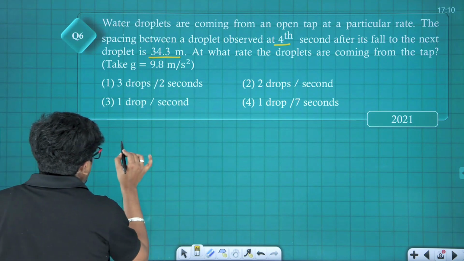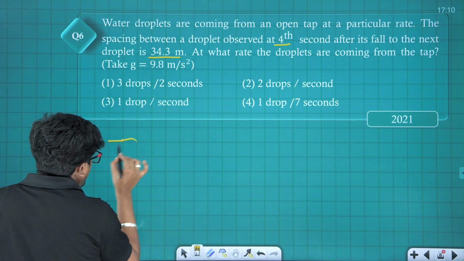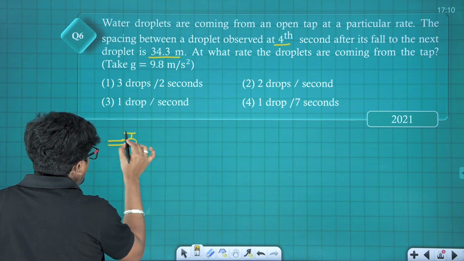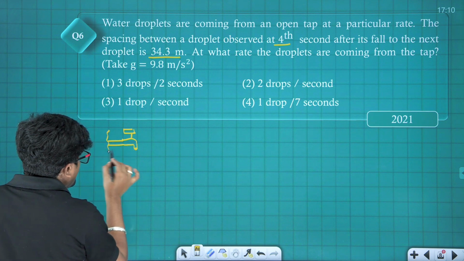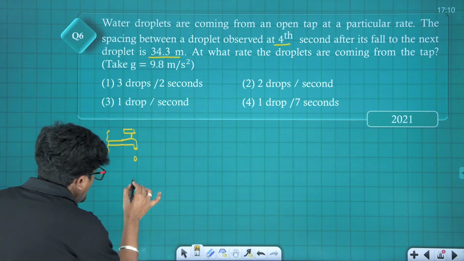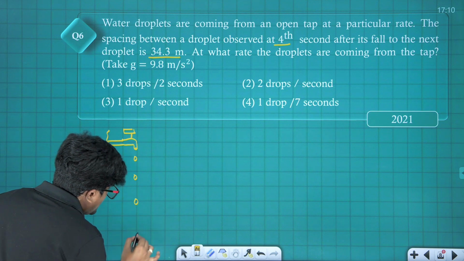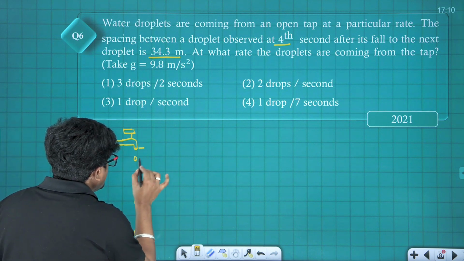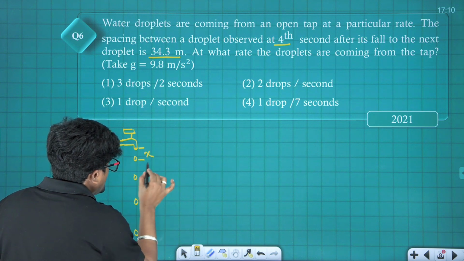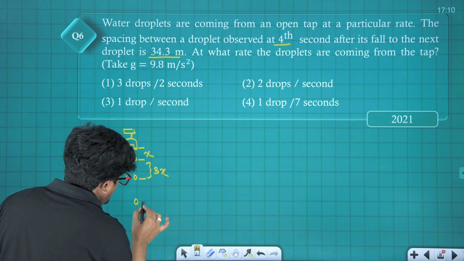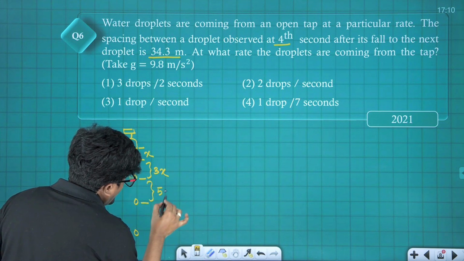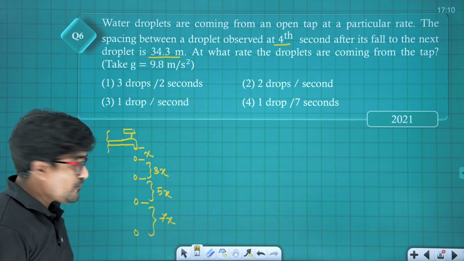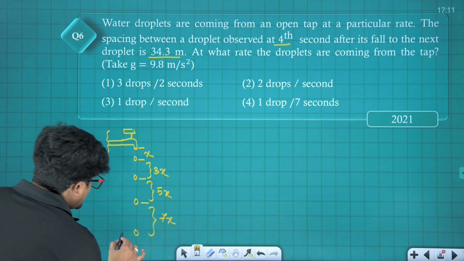Okay. So let this be the tap. And let this be the first drop. And let this be the second one. And let this be the third one. And let this be the fourth one. And let me take this distance as x. So this is going to be 3x. What about this? This is going to be 5 times x. And this is going to be 7 times x.